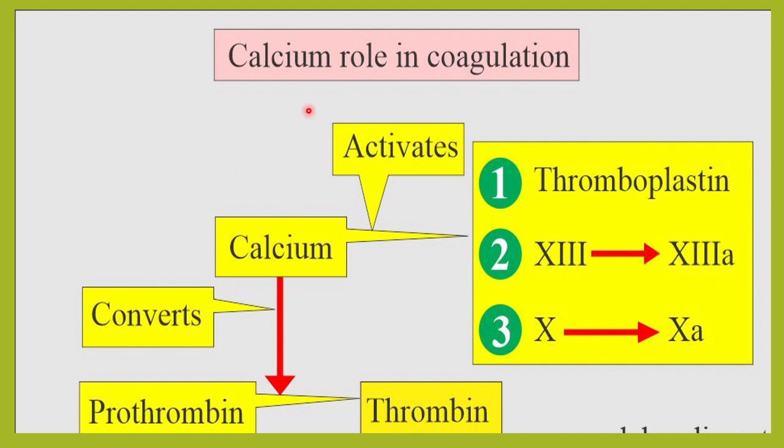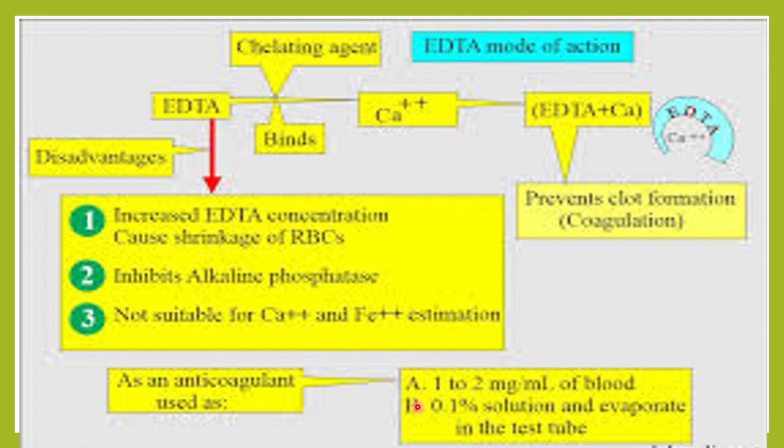Similarly, calcium also helps in coagulation. How does it help in coagulation? Because calcium activates these factors, and also it helps in the conversion of prothrombin to thrombin. So you will see that whenever we give EDTA, that inhibits the calcium and it inhibits the clot formation. The formation of the clot and the stabilization of the clot all depend upon this calcium. So calcium plays a very important role in coagulation.